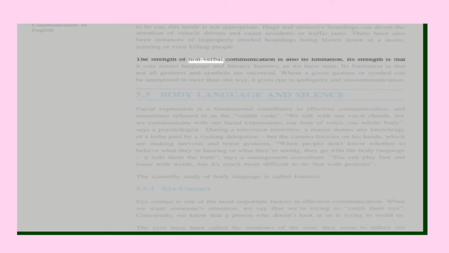The strength of nonverbal communication is also its limitation. Its strength is that it cuts across language and literacy barriers, as we have seen. Its limitation is that not all gestures and symbols are universal. Where a given gesture or symbol can be interpreted in more than one way, it gives rise to ambiguity and miscommunication. Body language and silence.